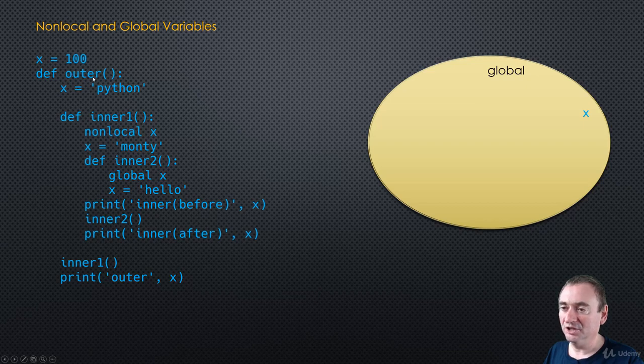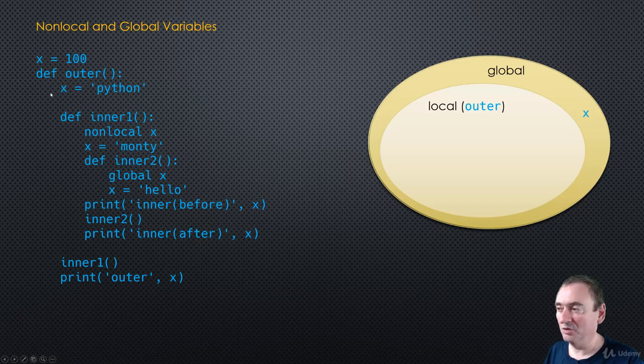Then we have this outer function. Now the outer function, therefore, is going to have its scope, and we have this x equals Python in there. What does that mean? That means it's a local variable. It's not the global variable. We have an assignment. We didn't say global x. So x is local to the outer function.